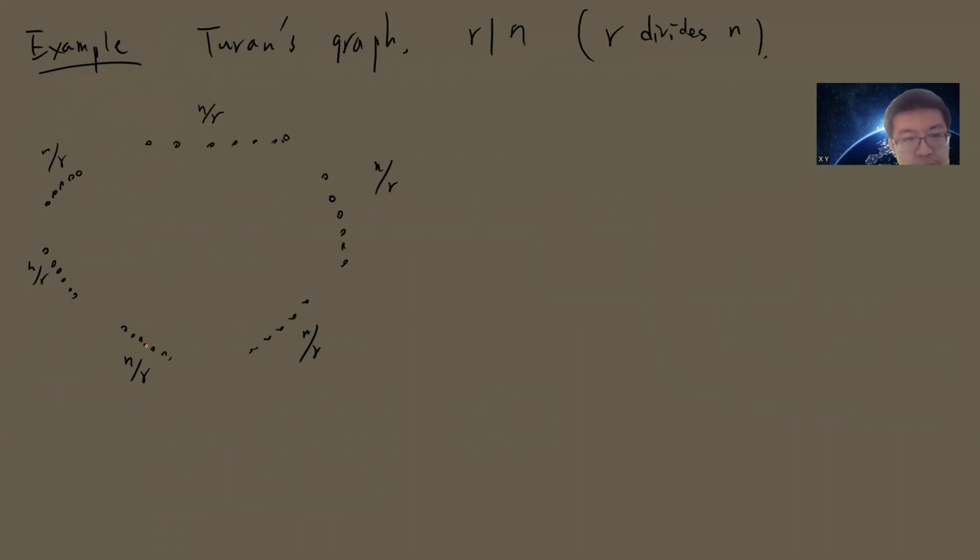Now each vertex in a group is connected to every point in the other groups, but vertices should not be connected within the same group. The second group does the same thing, and the third group also does the same thing. So you can imagine that it's very, very dense. And obviously there's no K_{r+1}.